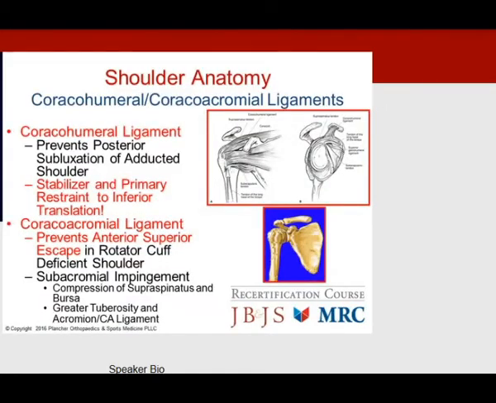Ligaments that play an important role in shoulder stability include the coracohumeral ligament. It is the primary restraint to inferior translation and multidirectional instability, as we will speak about. And the coracoacromial ligament plays a large role in the elderly patient to prevent anterior superior escape in that rotator cuff deficient shoulder.